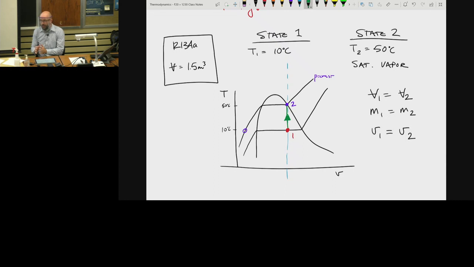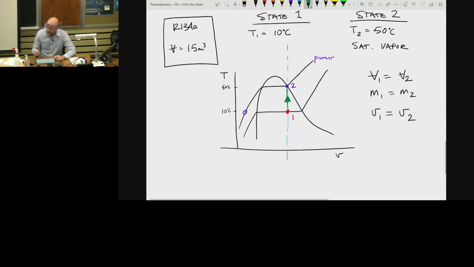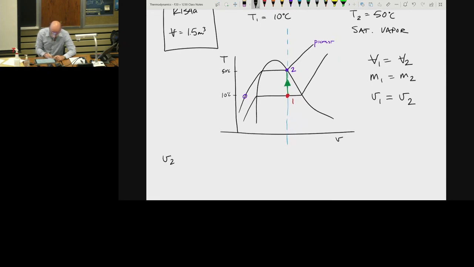Rigid tank was the key information here. Closed system was the key information here. Now I can go and solve this problem. Now I know the second piece of information for state 1. Now I can set both the states. Okay? But the first thing I want to do is find out what the specific volume is at 2. So let's find out what the specific volume is at 2.